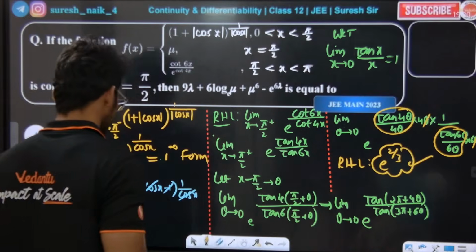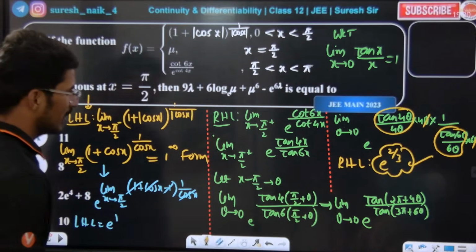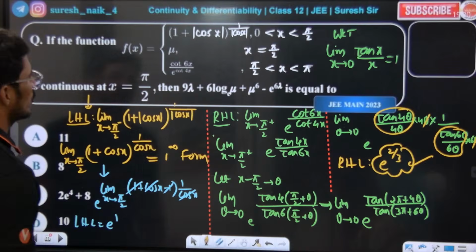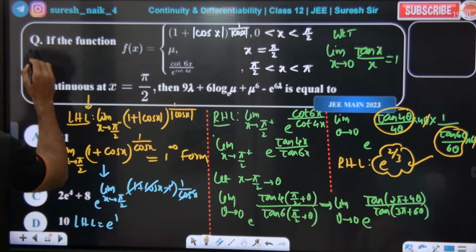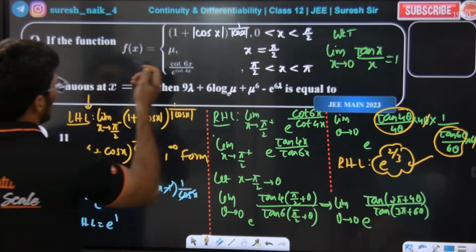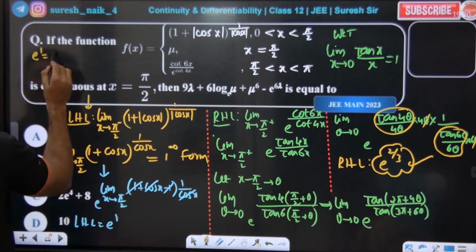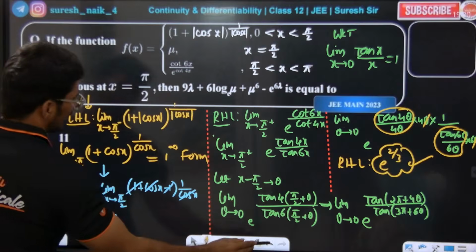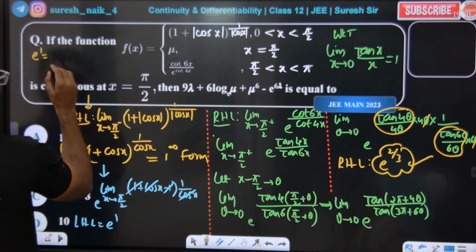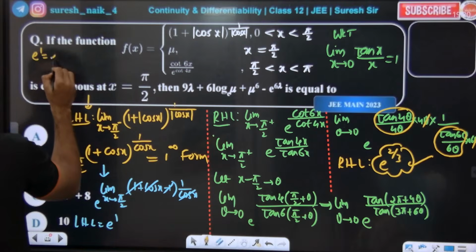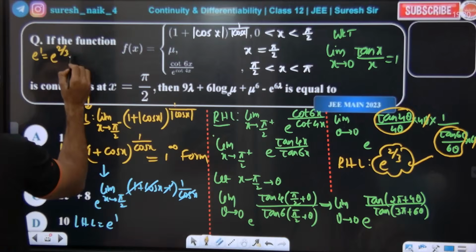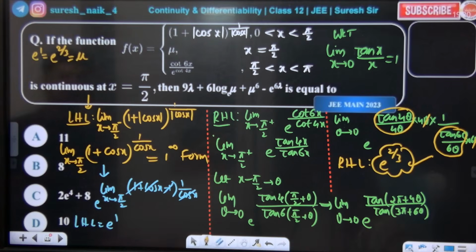Okay, wow. Yes or no? LHL is e power of 1. RHL is this. I have a doubt, sir. Now what is the functional value, sir? LHL is equal to RHL is equal to what? At pi by 2, mu. So e power of 1 is equal to mu at pi by 2. Mu e power of 2 by 3 is equal to mu. Understood? So it is clear, sir.